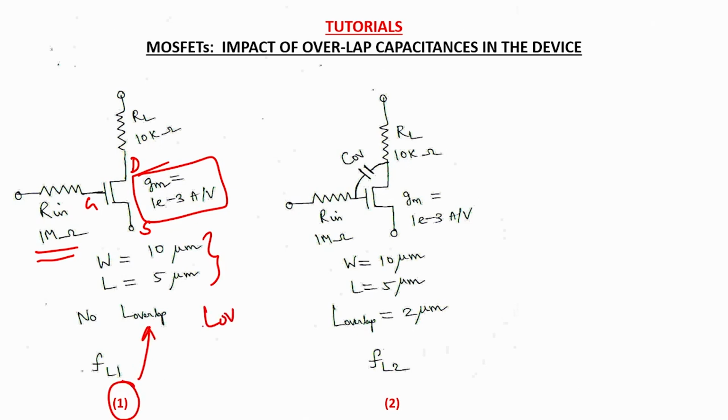which is nothing but the overlap length in the device, and you have another amplifier circuit with the same configuration but with an additional overlap length of 2 microns.